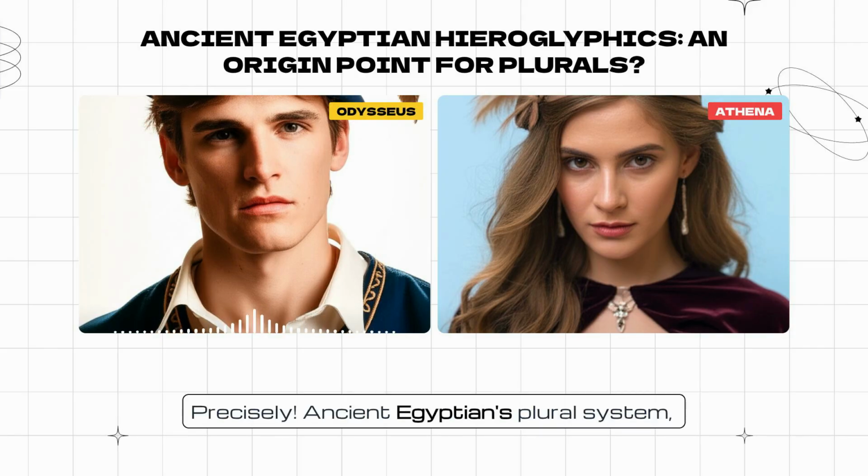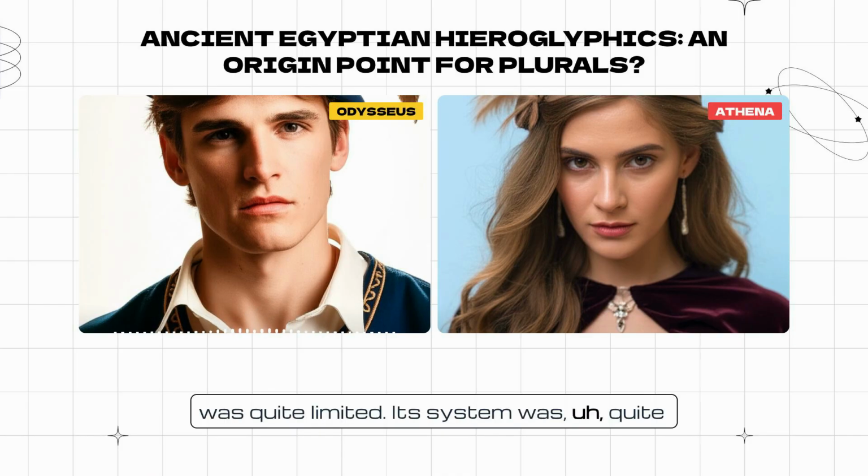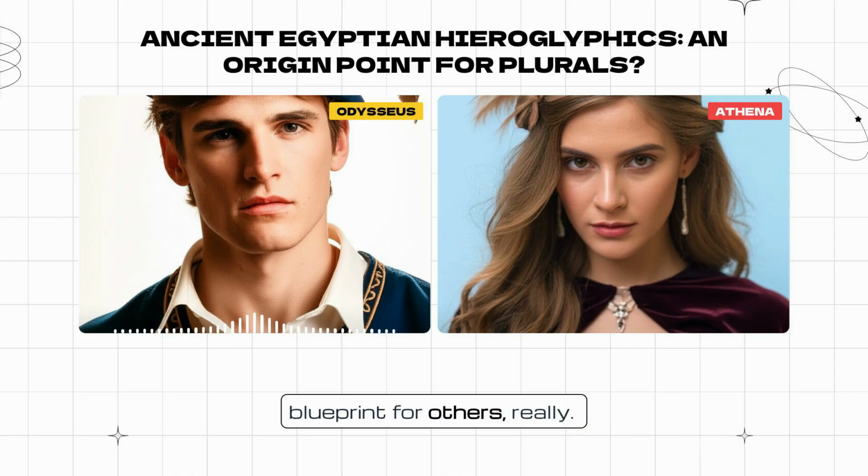Precisely. The ancient Egyptian plural system, even when written in hieroglyphs, often involved repeating the singular glyph three times to indicate a plural, or sometimes using specific plural strokes or suffixes. It also had a very clear dual for two. But its linguistic lineage and geographical spread meant its direct influence on plural morphology in distant language families was quite limited. Its system was quite unique to its own development, rather than a blueprint for others, really.